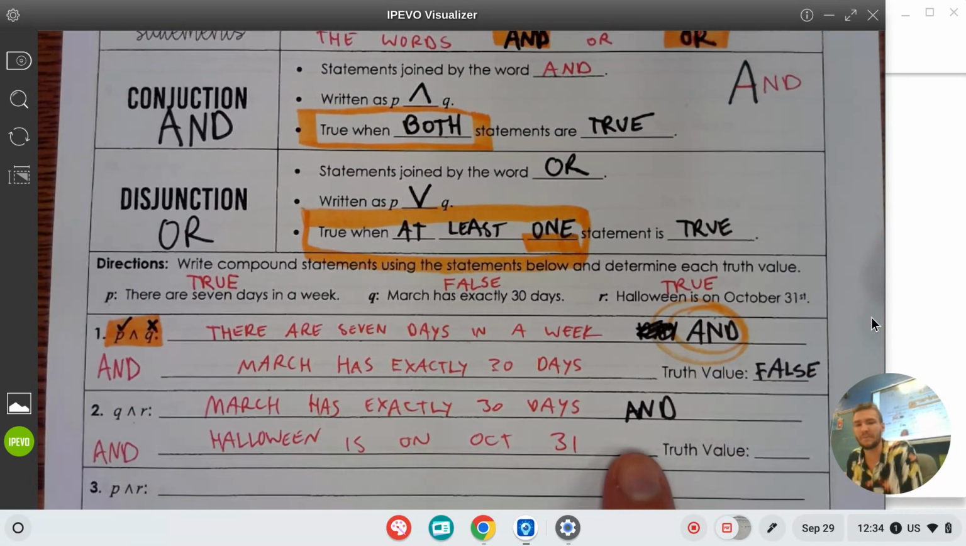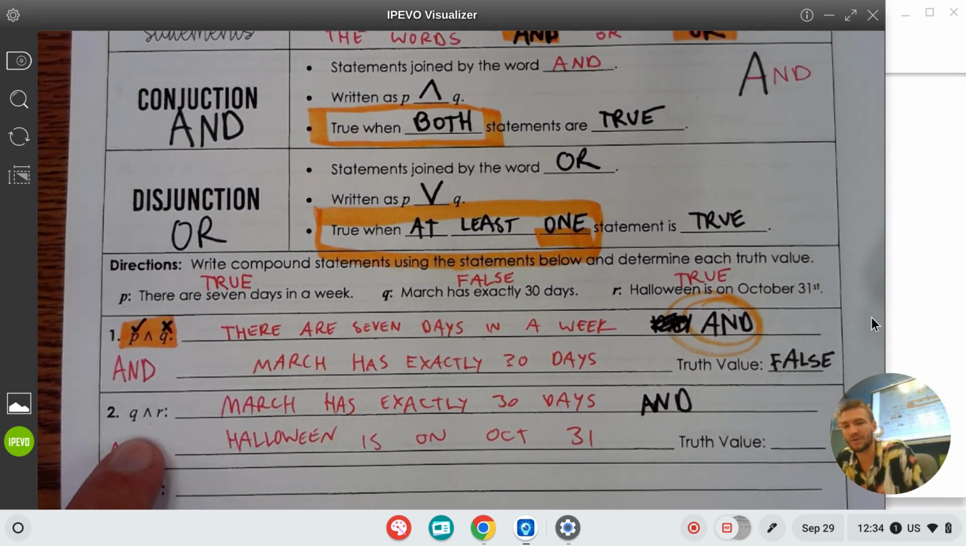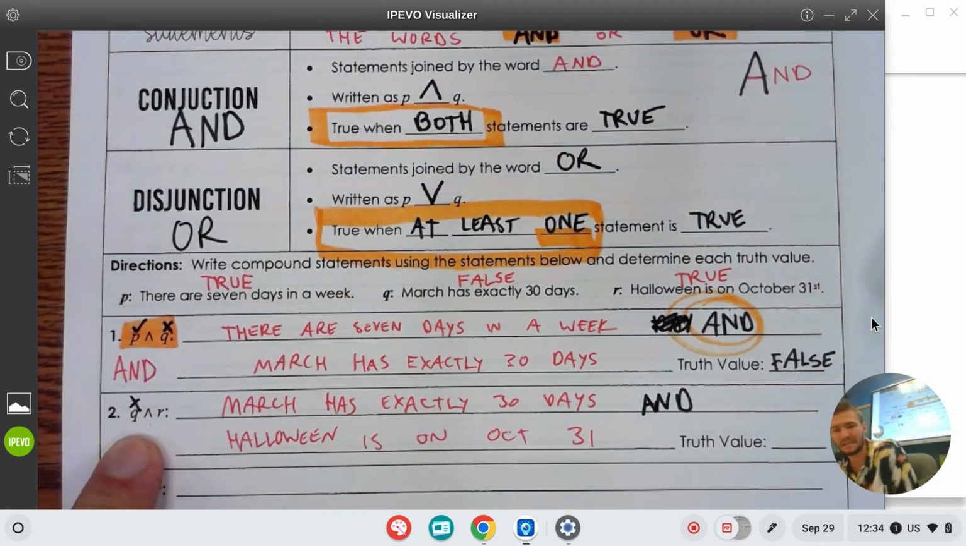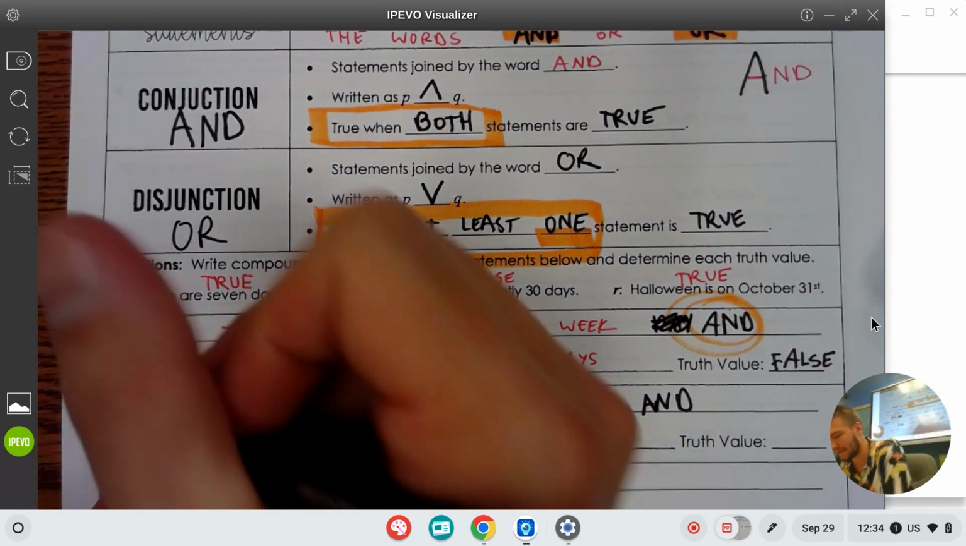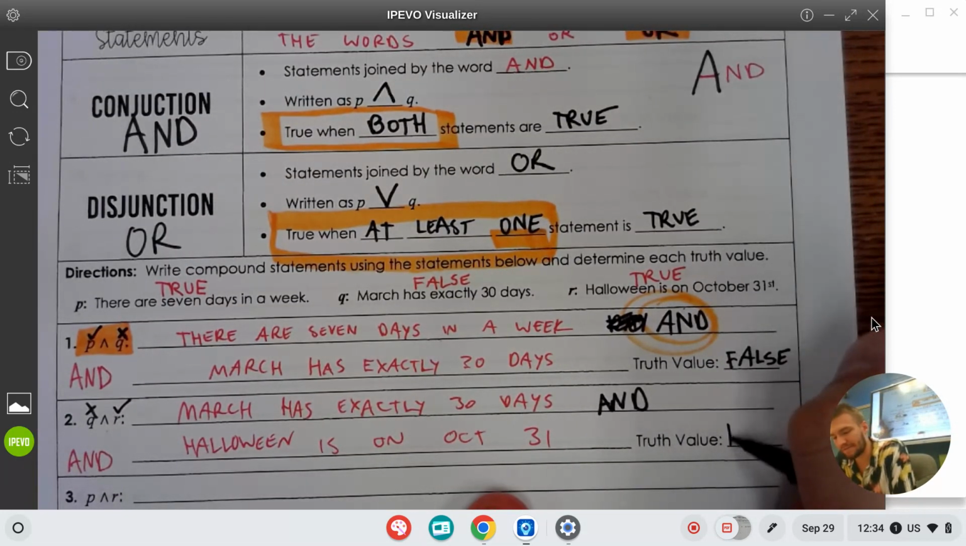In order for this to be true, we need true and true. We need both of them to be true. Is Q a true statement? Unfortunately, no. Q is not a true statement. Is R a true statement? Yes. In order for and to be true, it has to be totally true. Everything has to be true. This is going to be false.